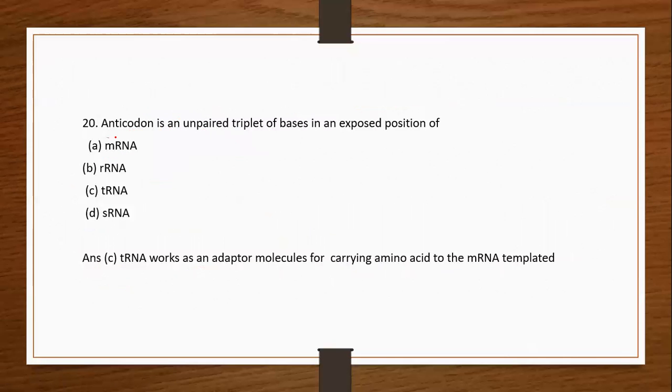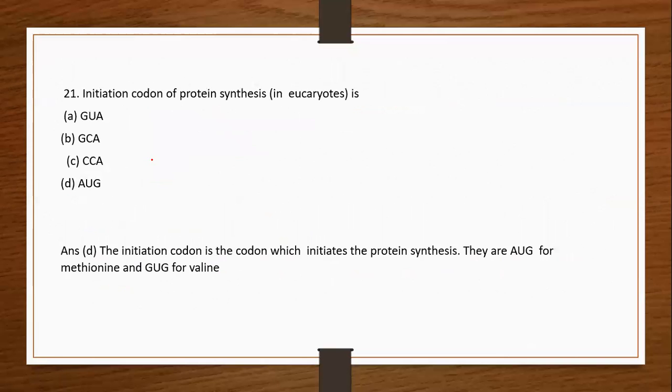Next question is, anticodon is an unpaired triplet of bases in an exposed position of mRNA, ribosomal RNA, transfer RNA, or snRNA. Transfer RNA, we know it works as the adapter molecule for carrying amino acid to the mRNA template. So option C is the correct answer.